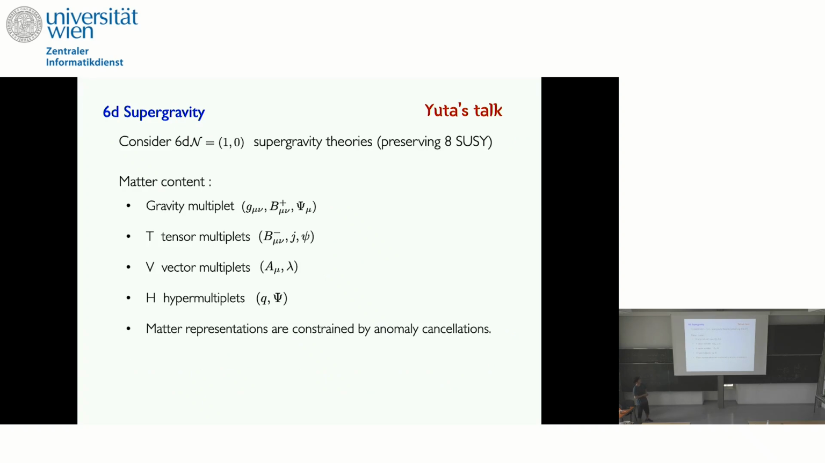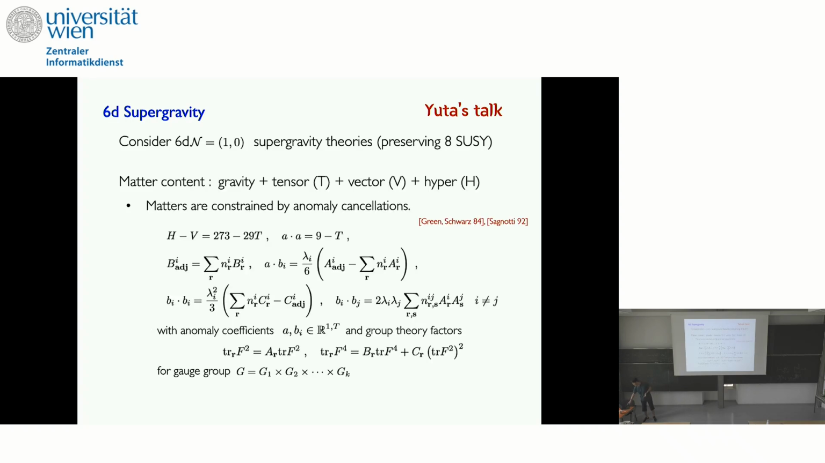Let me start with a brief introduction to 6D N=1 supergravity theories. Fortunately, Yuta already gave a brief introduction, so I can skip this part. But let me just explain my notation. Here, T, V, and H in my talk denote the number of tensor, vector, and hypermultiplets. This is the anomaly cancellation condition using the Green-Schwarz mechanism. Here, the anomaly coefficients in my talk are denoted by a and b_i.